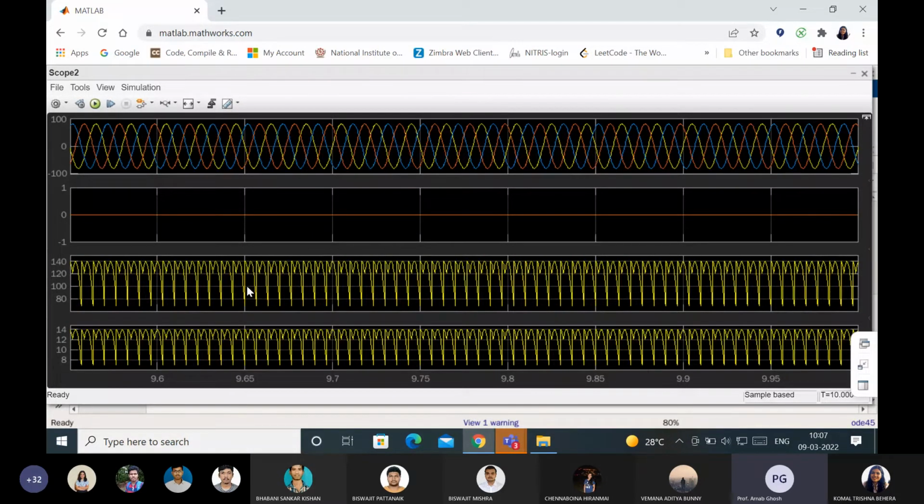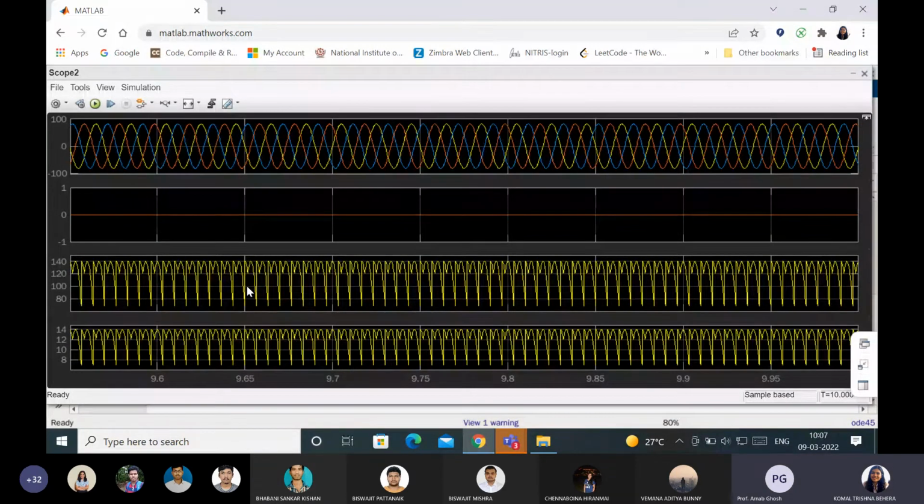My point is that can you please explain how the output voltage waveforms are coming? That's why I'm telling you, zoom in for one cycle and give me a crystal clear idea about your response, about your results. That is my point. Okay, sir.